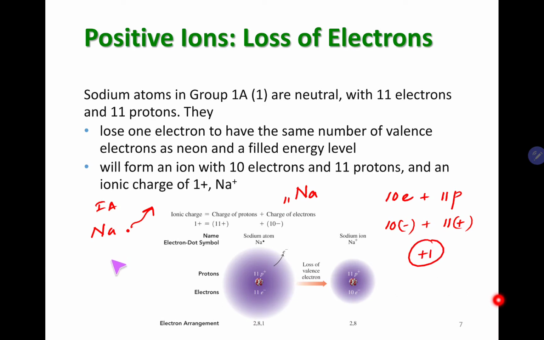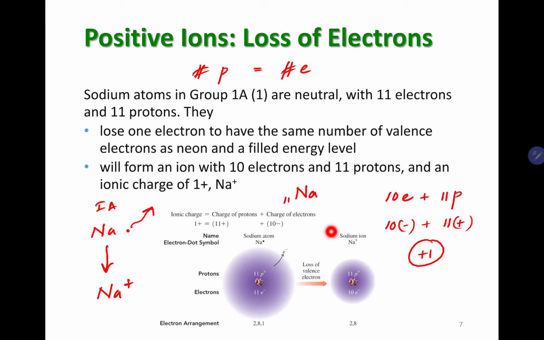So sodium, once it loses its valence electron, will be plus 1 in charge. Or in other words, you can understand the charge like this. For neutral atoms, the number of electrons is equal to the number of protons. That is why they are neutral. So the negative charges and positive charges balance each other.